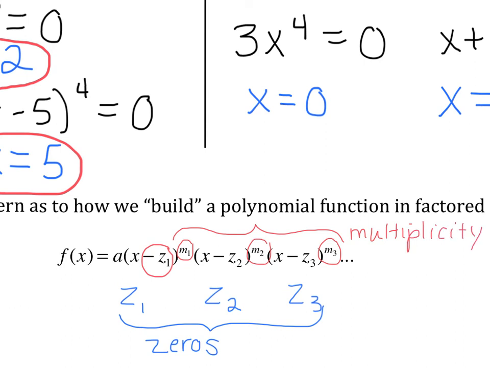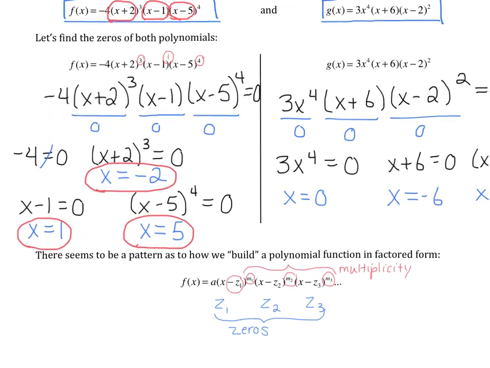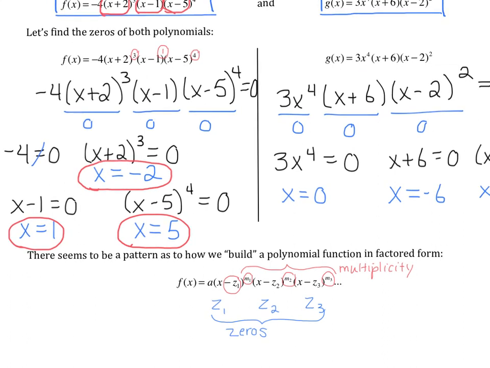And then there is one last piece to this. There's one more piece that we're missing here. There's something else that we can do to change this function. We can put a number in front. We can give it a leading coefficient, like this -4 here, or this +3.